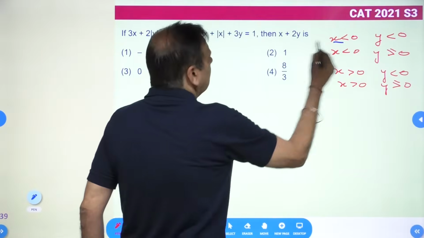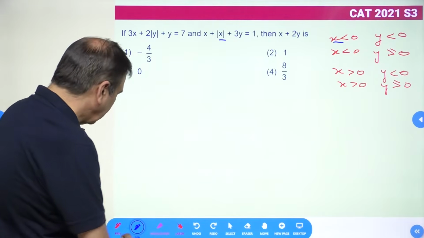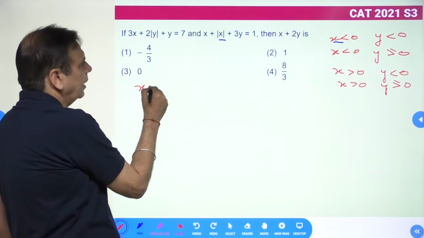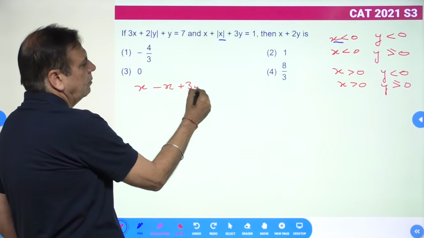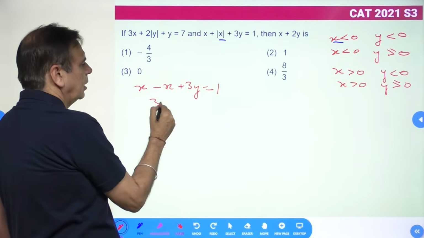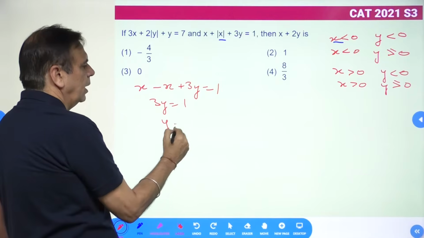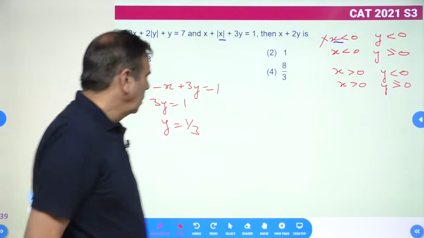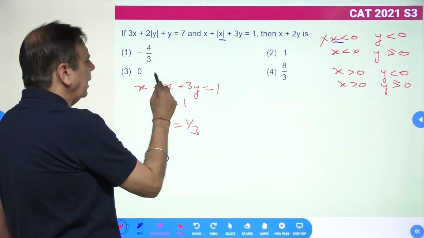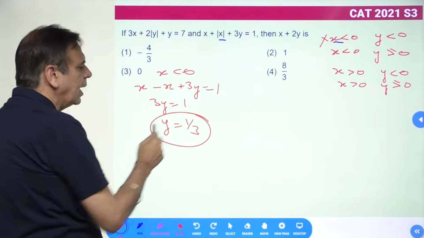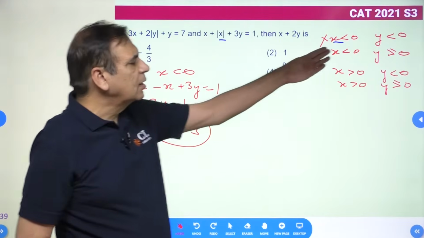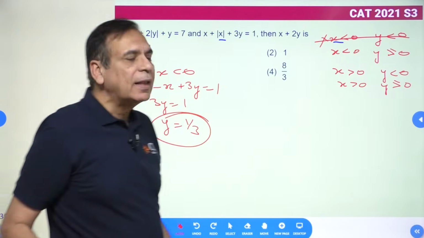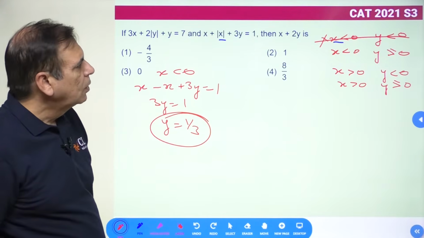Let's look at this particular case because I know that the moment I take x less than 0, this becomes easier. So what does that mean? x minus x plus 3y equal to 1. That means 3y equal to 1, y equal to 1 by 3. One case is over. This is the wrong case. Why? Because when we have taken x less than 0, we are getting y as equal to 1 by 3, which is greater than 0. So the case of x less than 0 with y less than 0 is not valid at all. I have a second case called y greater than equal to 0.